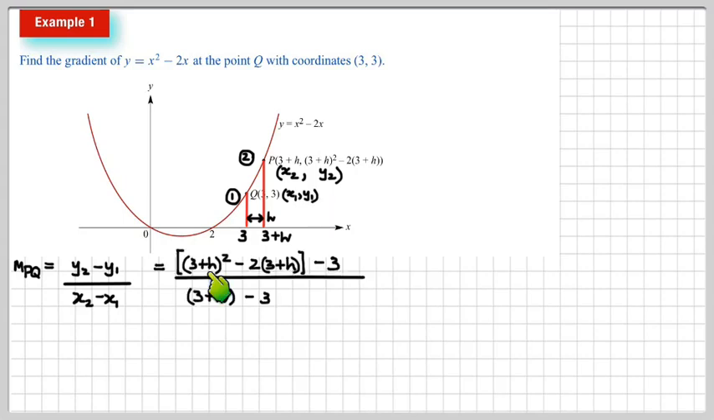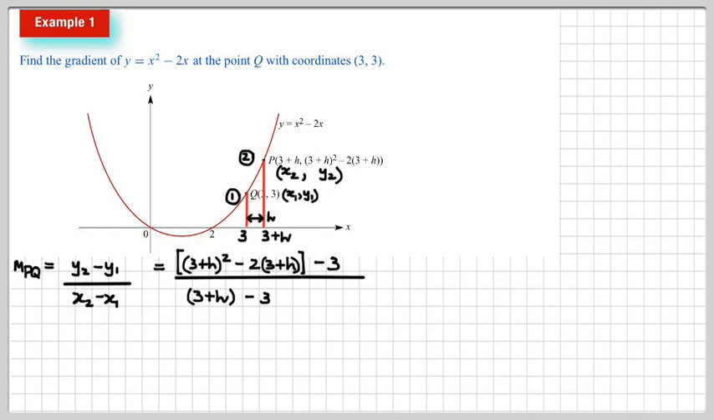There it is. Now, that's y2, it's 3 plus h all squared minus 2 times 3 plus h, using this formula here. Yes, there's the y value at point 2, minus the y value at point 1, which just happened to be 3, as we discovered before, over x2, which is this one here, 3 plus h, right? x2 is 3 plus h, minus x at 1, which is 3. Now let's just get all that fixed up.